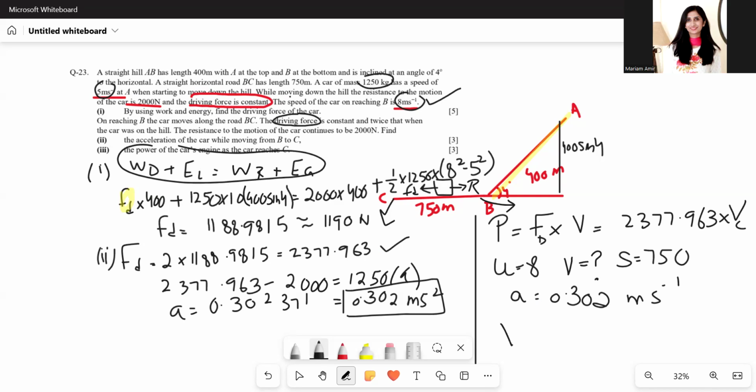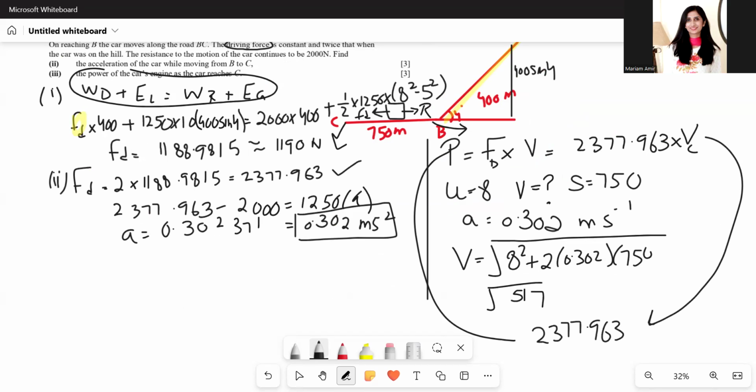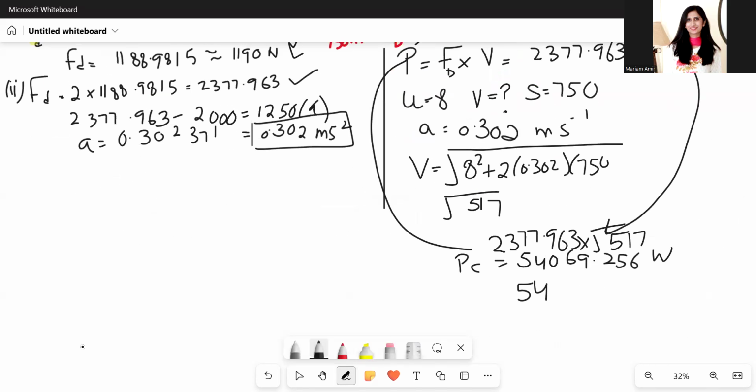Otherwise, you would have to use the work energy principle like this in part 3 again. So we need V. V is equal to the square root of U squared plus 2as. This comes out to be the square root of 517. Now let's find power from here. 2377.963 times the square root of 517 gives us the power of the car's engine at C, which comes out to be 54,069.255 or 256 watts, which can also be written as 54.1 kilowatts.